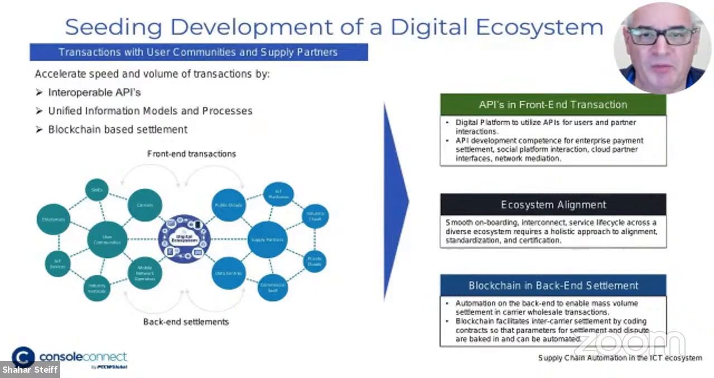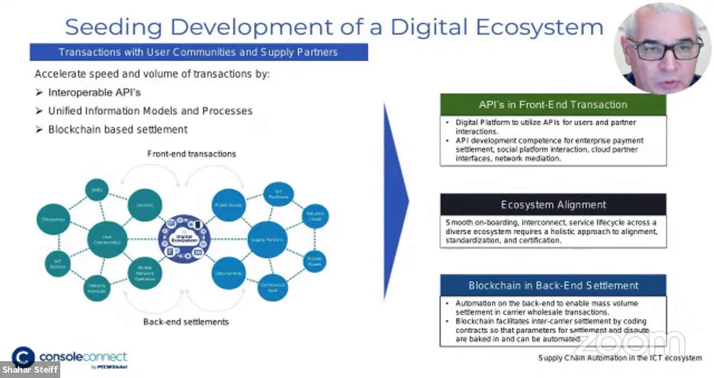So we're seeing a development of a digital ecosystem where we need to accelerate the speed and volume of transactions by using interoperable APIs, unified information models and processes, and blockchain-based settlement. And we'll touch blockchain a bit in a second. APIs in the front end allow us to have machine to machine without having humans involved. Not even front ends, just machine to machine.